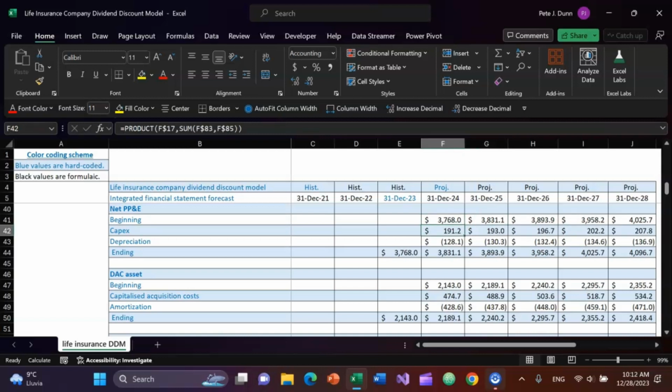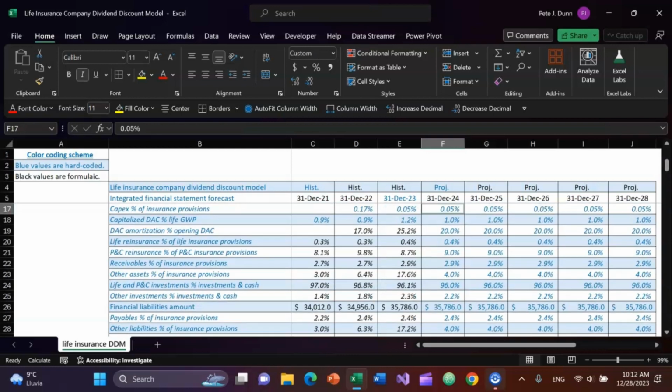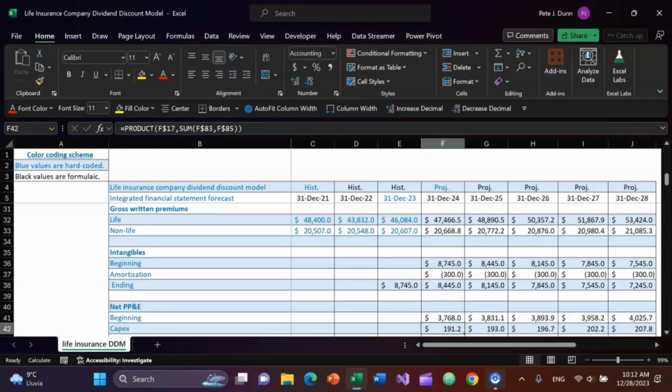CapEx is a product of the insurance provisions and an assumption in row 17. So I'll do Control left bracket to show you that again. Again, CapEx as a percentage of insurance provisions is assumed to be 5 basis points per annum throughout the forecast. F5 enter to get back.